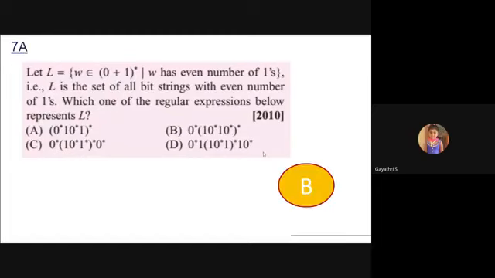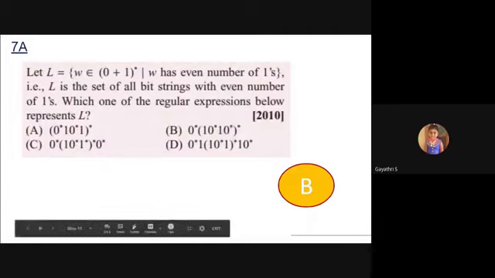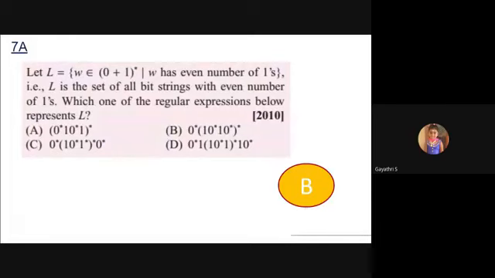Let me check the answer. B is the right one. Actually, the one, even number of ones, but not constrained over zero. In the A part, both zeros are in between. Actually, this is a very tricky one, right? So B is the right one.